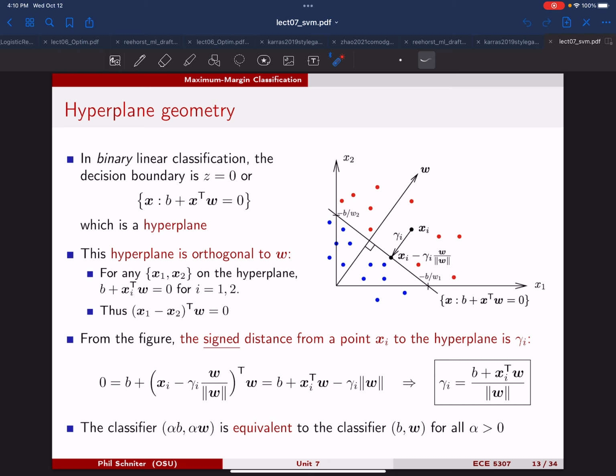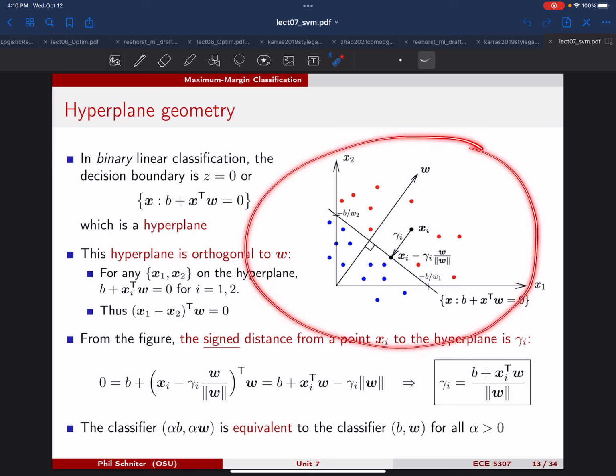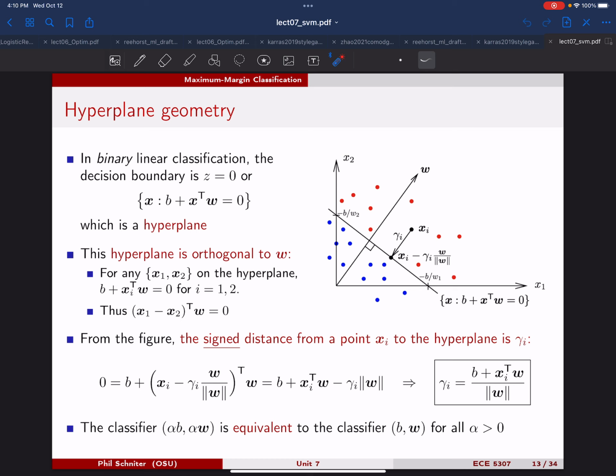Just to review what we did last time, we were studying the geometry of linear classification, and all these things we can observe are important ingredients in our support vector machine. So here we have the decision boundary that in this case is separating the red samples from the blue samples.